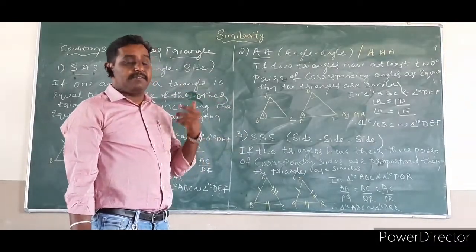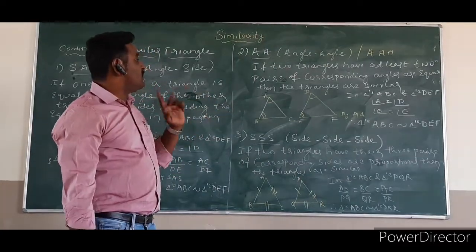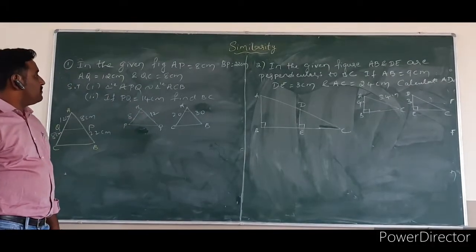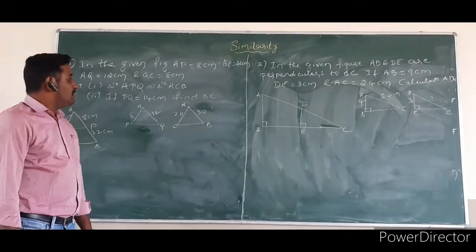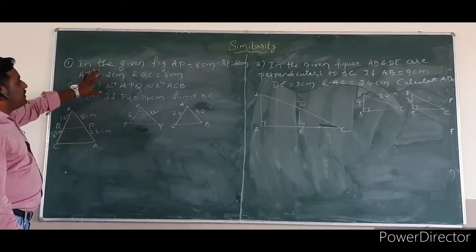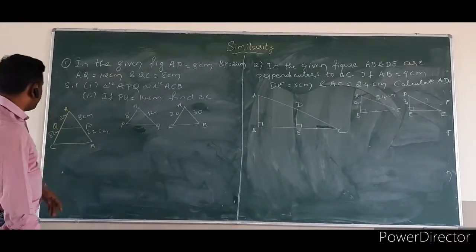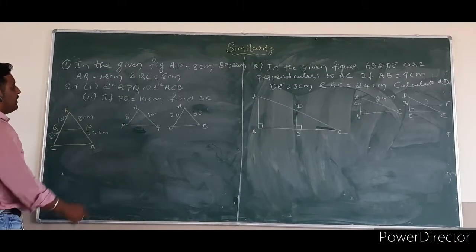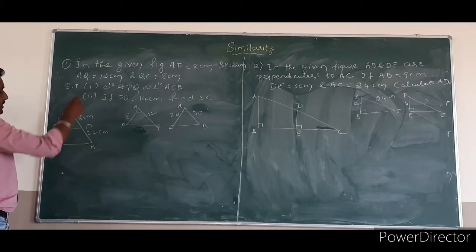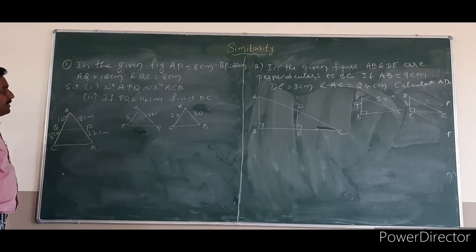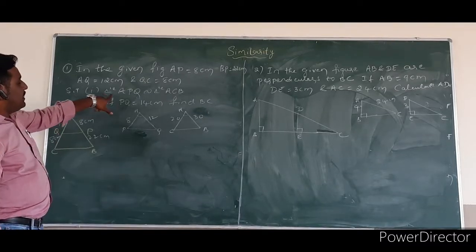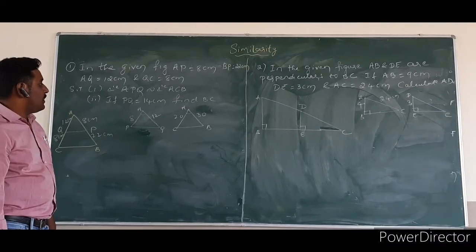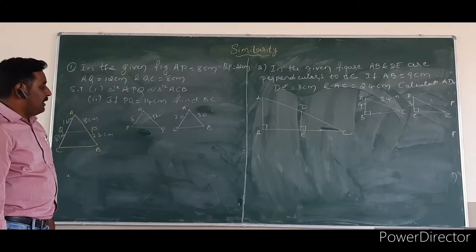Now next part, let us solve some problems based on these tests. Here are application problems on the conditions of the tests. In the first problem, in the given figure, AB is equal to 8 centimeter and BP is equal to 22 centimeter. AQ is equal to 12 centimeter and QC is equal to 8 centimeter. First we have to show triangle APQ is similar to triangle ACB.